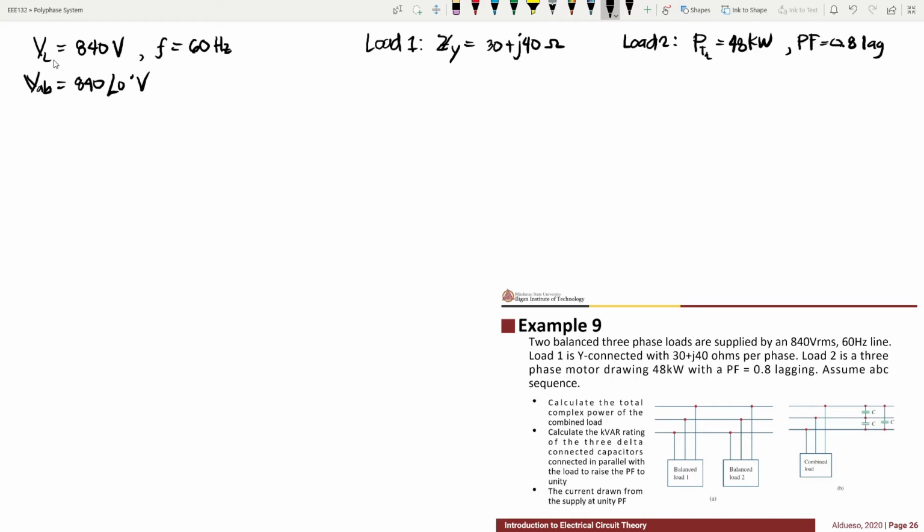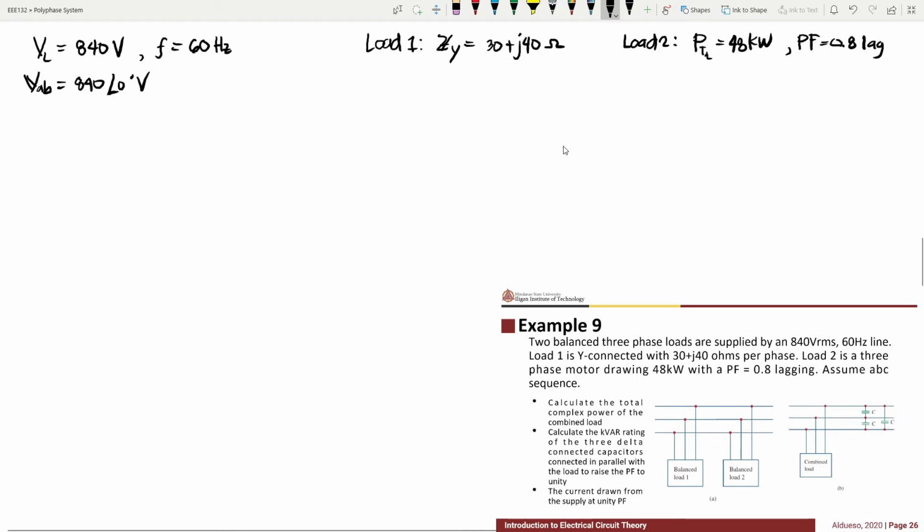In order to get the total complex power of the combined load, we can get the total complex power of load 1 and then the total complex power of load 2. So first, let's get the total complex power of load 1. For load 1, we are given the per-phase impedance, so we can use the equation for the total complex power.